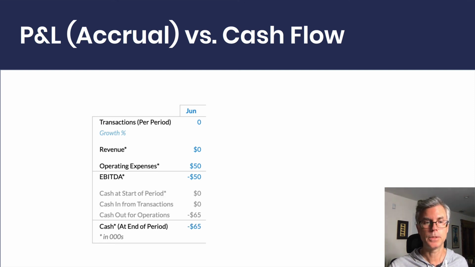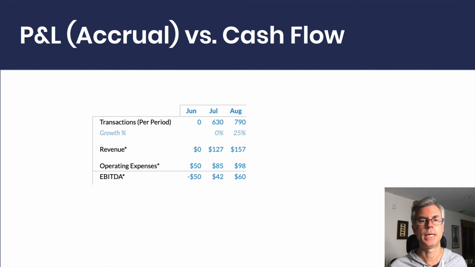But on the cash flow statement, I may have an additional $15,000 that I put into a security deposit for my office. So the cash out is actually the $50,000 of operating expenses plus the $15,000 security deposit. So I'm actually in a worse cash position at the end of that period because I'm down $65,000 versus the $50,000 on my income statement.